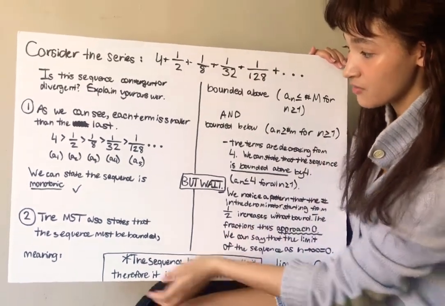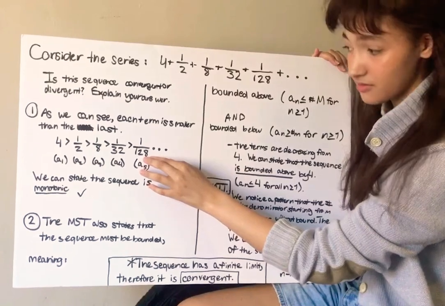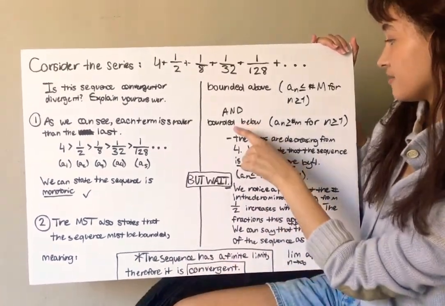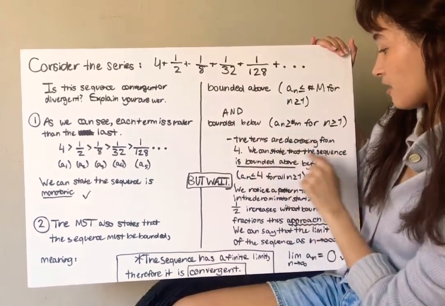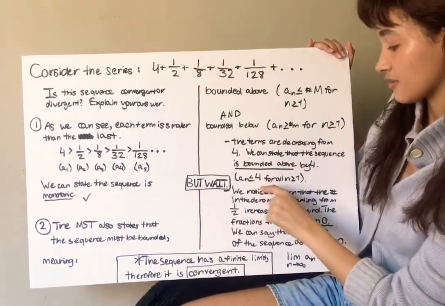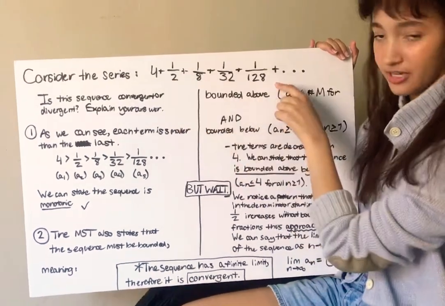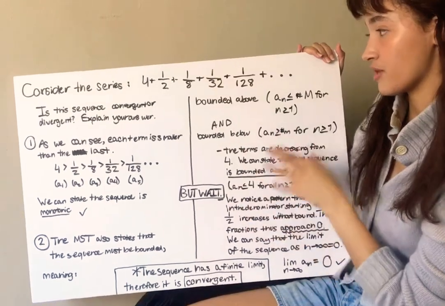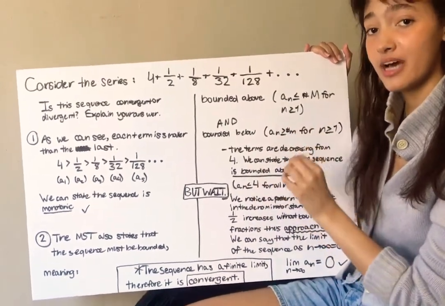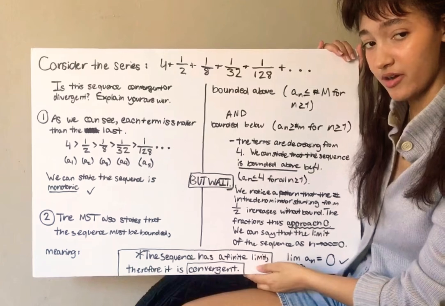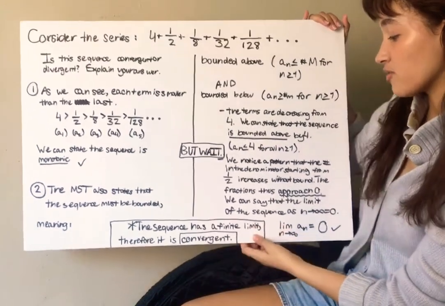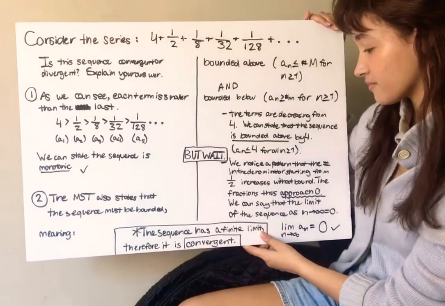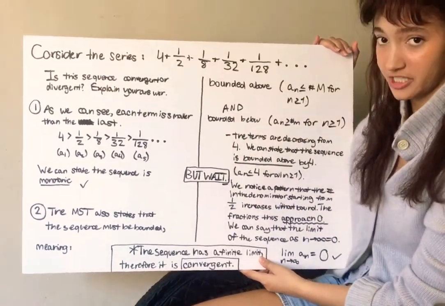Now, at first, I thought, well, it can be proved by the monotonic sequence theorem. First of all, we can see that it is constantly decreasing from n equals 1. And we can also see that it's bounded above, a of n is less than or equal to 4 for all n greater than or equal to 1. However, a of n is not greater than or equal to 0 because the sequence is approaching 0 but is never 0. So we will state that the sequence has a finite limit of 0, therefore it is convergent.